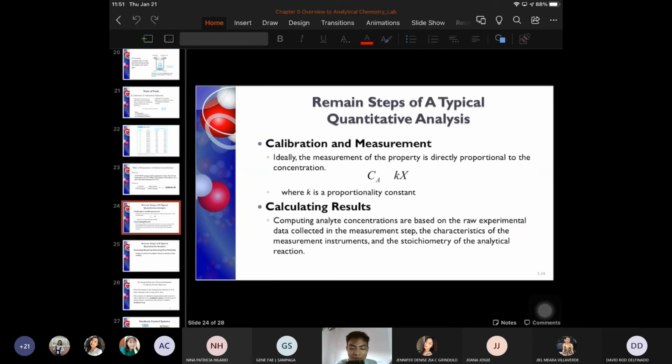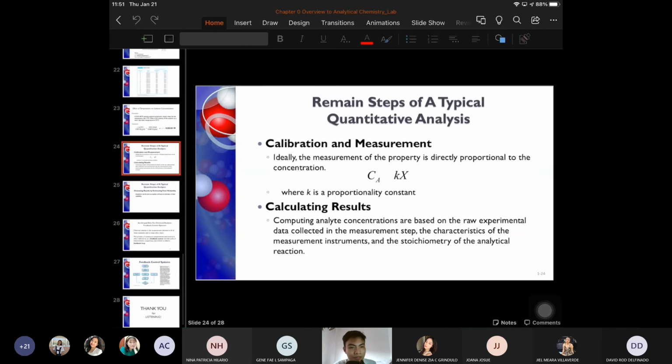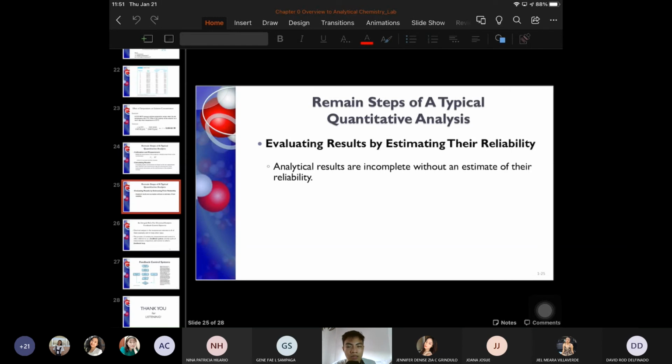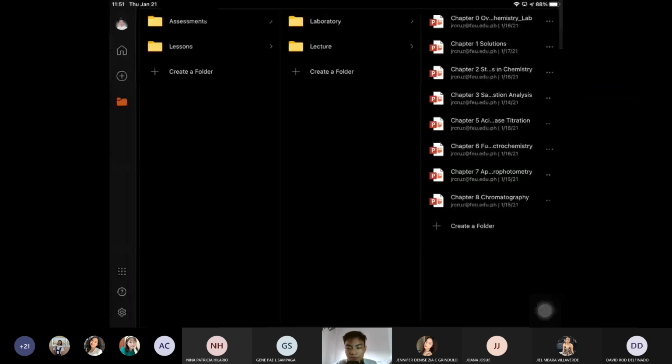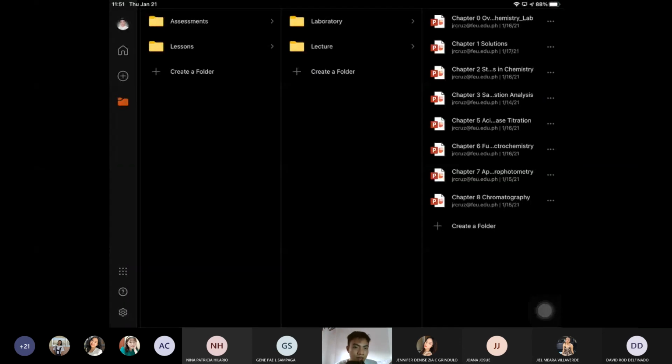Okay? Then, after knowing all the instruments, the apparatus, and the calibration, kailangan mag-calculate na tayo ng results and we estimate the reliability of our results using statistics. And hindi doon natatapos lahat. We have to use the feedback system to check whether our results are at par with other results. And with that, tapos na tayo.